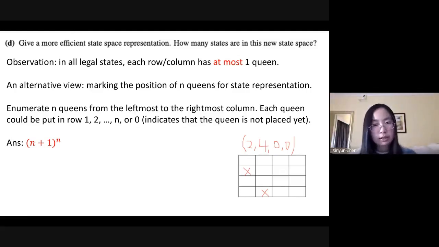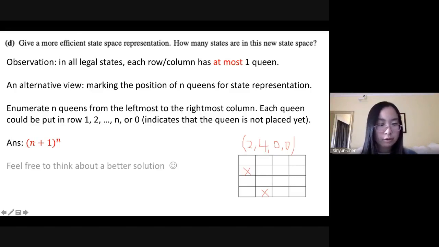But still, we can see that it is not the most efficient way to represent the states, because for each bit, even if we have put the first queen in the second row of the leftmost column, for the second column, effectively we can still put the queen in the second row according to this state representation. So definitely there will be a better answer than this (n+1) to the power of n.